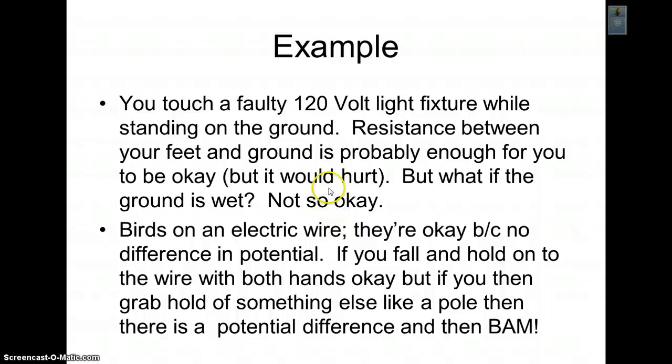Okay. Just as another example, if you're talking about a 120 volt light fixture, you're probably going to be okay. It would hurt. If the ground is wet, it might not be so okay. Interestingly, you might see birds on electric wire, and they're okay because there's no potential. And if you were to hold on to the wire with both hands, you'd be all right. It's just that when you let go and you touch something else that has a different potential, you'd have that potential difference, and then you wouldn't be so okay.